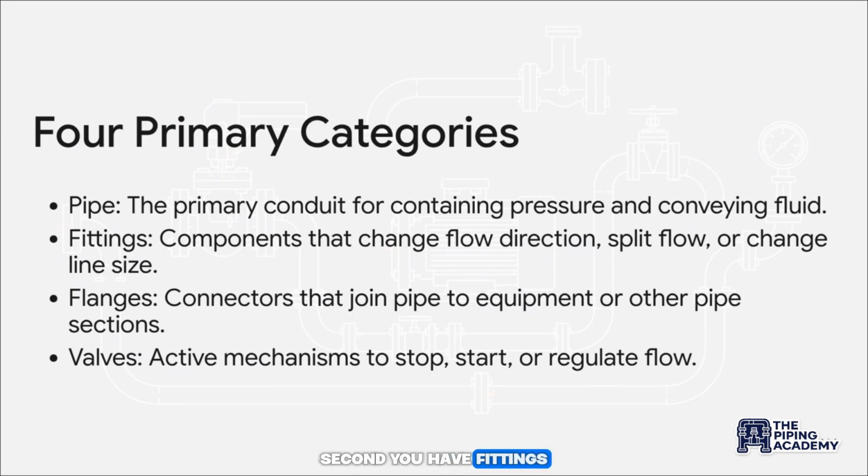Second, you have fittings. Think of your elbows, T's, and reducers. Their whole job is to manipulate the geometry of the flow. Third are the flanges. These are basically the connectors, allowing us to bolt pipe to equipment or to other sections of pipe. And fourth, you have your valves. These are the active control mechanisms that give an operator the power to manage the process.